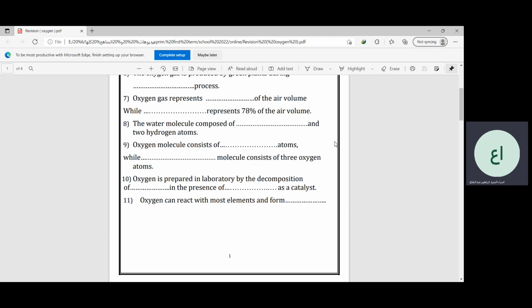Number 10, oxygen is prepared in laboratory by the decomposition of. We prepare, prepared in laboratory. Oxygen is prepared in laboratory by, what do we prepare, guys? By hydrogen peroxide or oxygenated water. It is the same thing, it has two names. So again, we prepare hydrogen peroxide or oxygenated water in the presence of what? The catalyst, what is it called? Manganese dioxide, not oxide. Nobody write oxide for me, it is manganese dioxide. So again, it is prepared by decomposition of hydrogen peroxide in the presence of manganese dioxide as a catalyst.